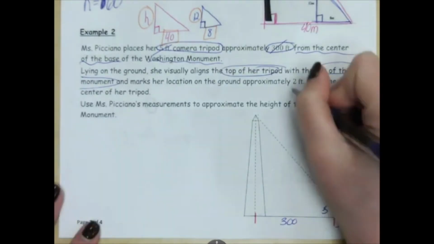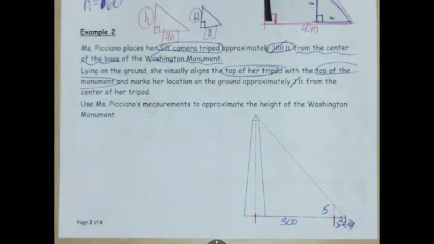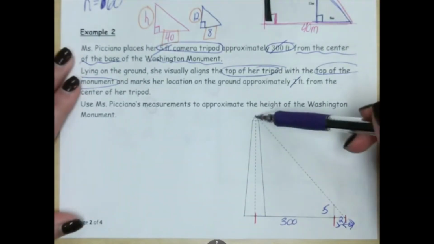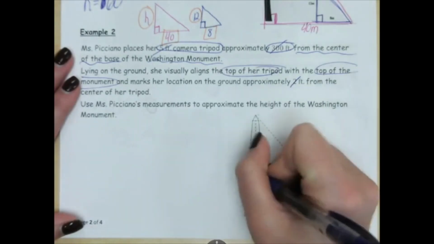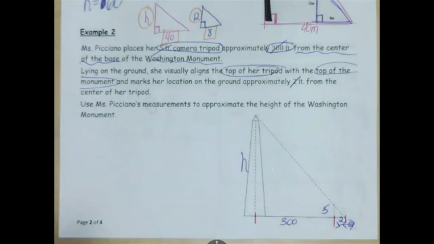So now I use the 2 from the question. Use Miss Picciano's measurements to approximate the height of the Washington Monument. Well, here's the monument. I want to know the height, which really means I want to know how tall it's going to be. So I'm going to use the variable h to represent the height here. And now I'm ready to rock.